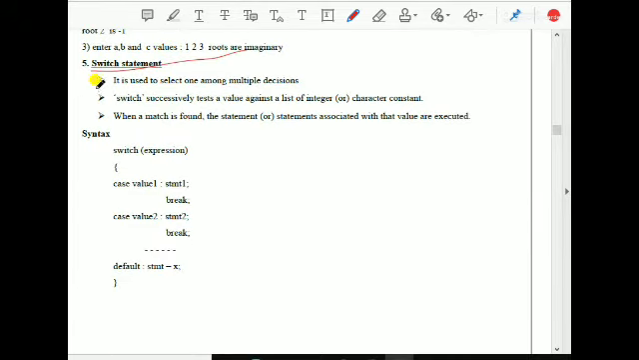And after that we will go with the switch statement. The switch statement is nothing but it is used to select one among multiple decisions.